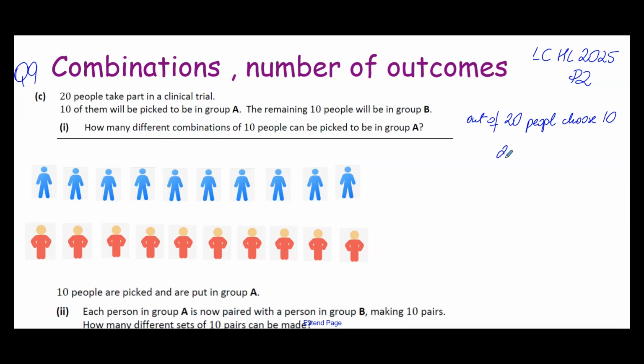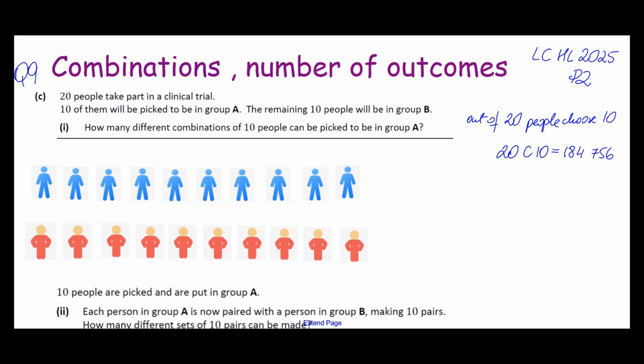So it is a simple combination, 20 choose 10. That's the reason why I'm writing it, so that you can see that as we are saying it, that's the kind of calculation we do. And we put that in the calculator, and that's the number of combinations we get.